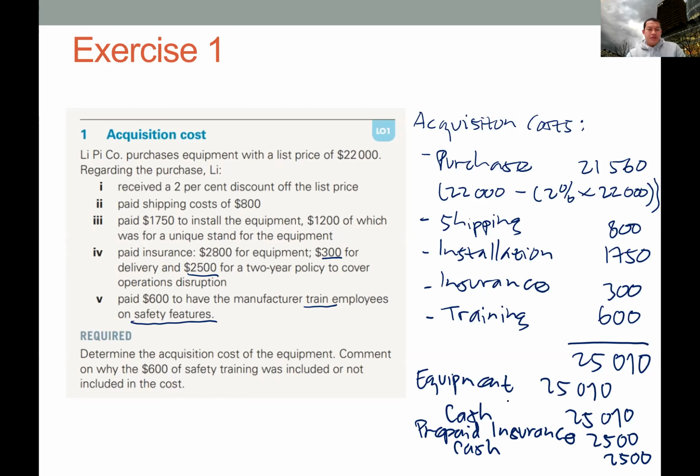Okay, I think it's pretty much all. Any comment or question on exercise 1?